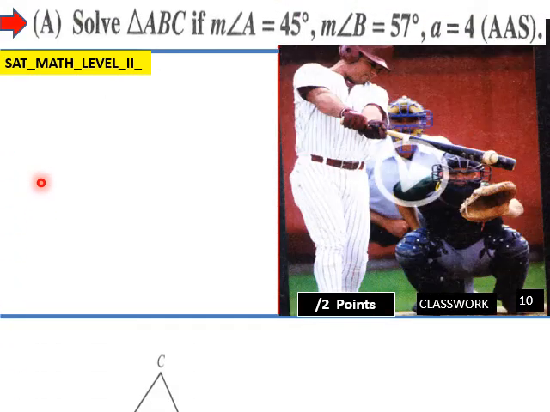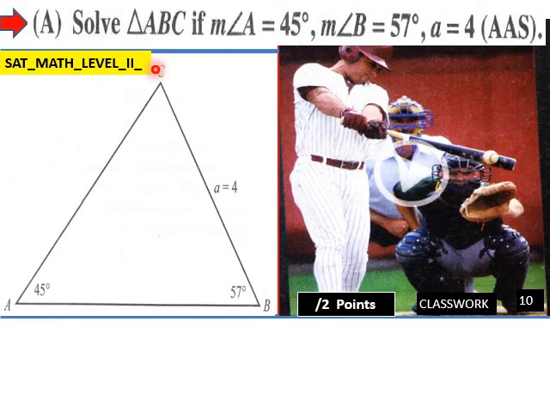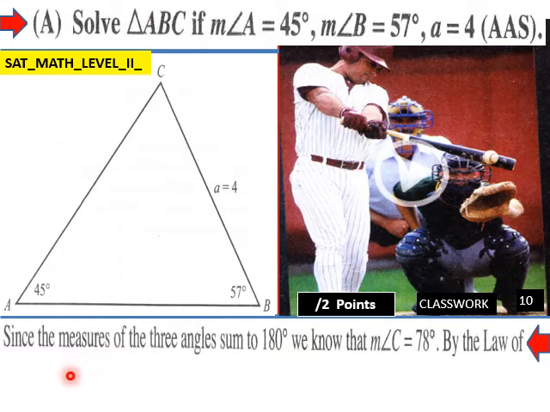So let's get into an actual example here. Solve triangle ABC. The measure of angle A is 45 degrees, so here's our 45 degree angle. The measure of angle B is 57, and then the measure of side a is 4, so here's your side measurement. So we need to solve for the other angles and sides. Since the measures of the three angles sum to 180, we know that the measure of C is 78.